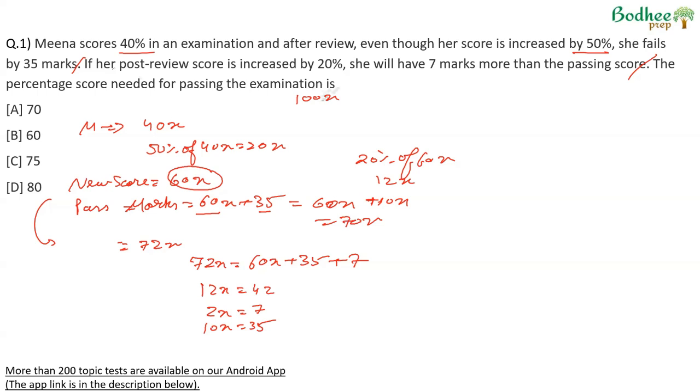We have to find the passing percentage. Out of 100x, 70x is the passing marks. Hence, passing percentage is 70. You don't need to find the exact value of x in all the questions. We just needed this in terms of x, which we got by getting the value of 35 as 10x.